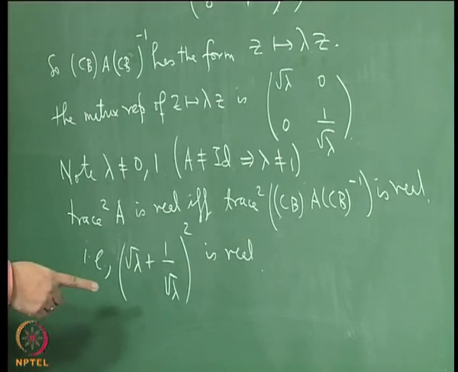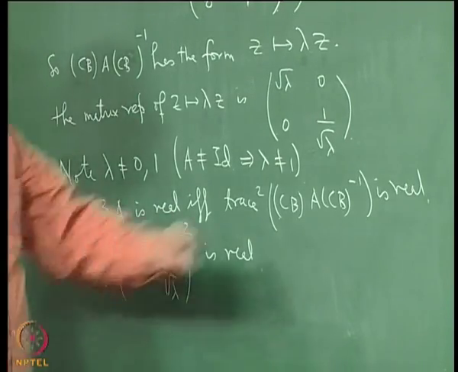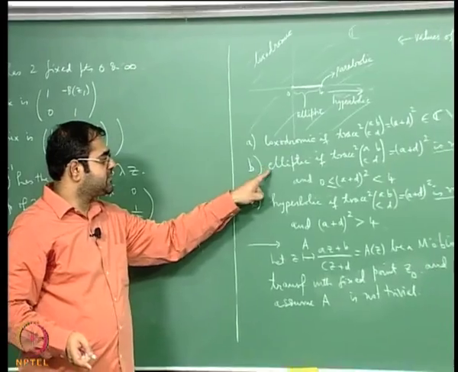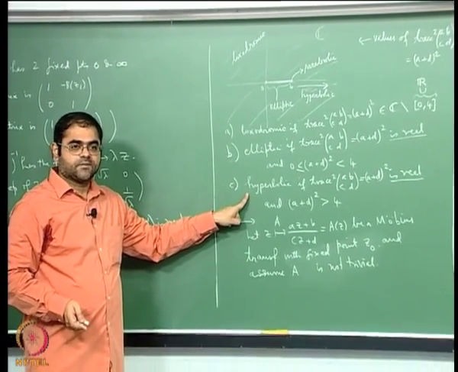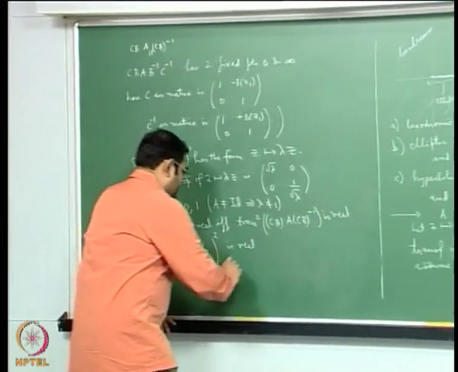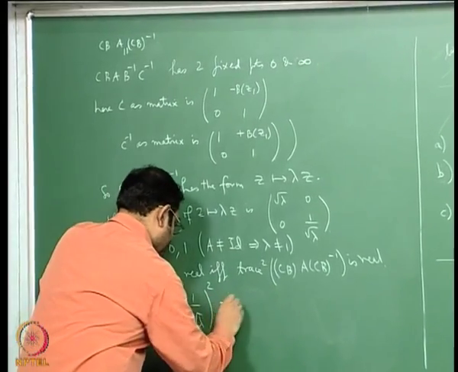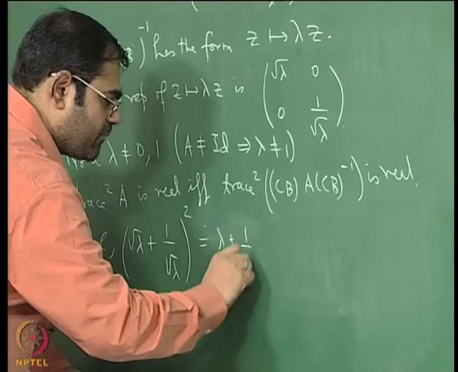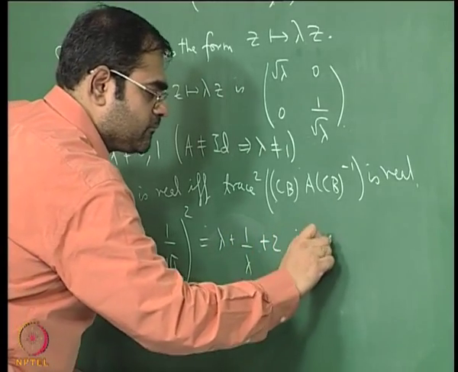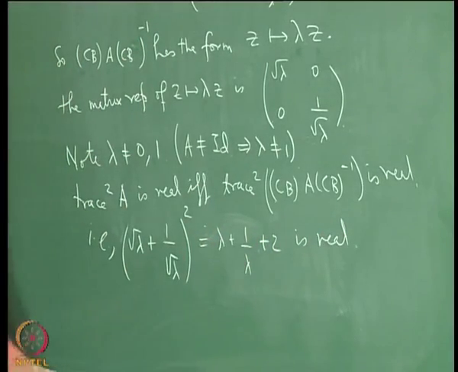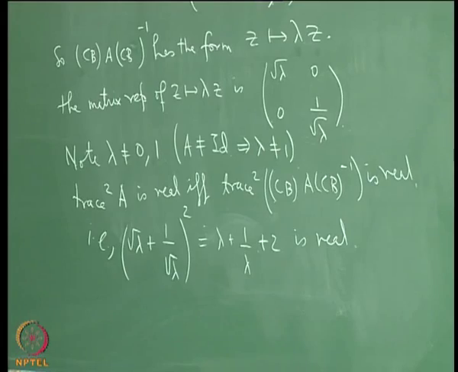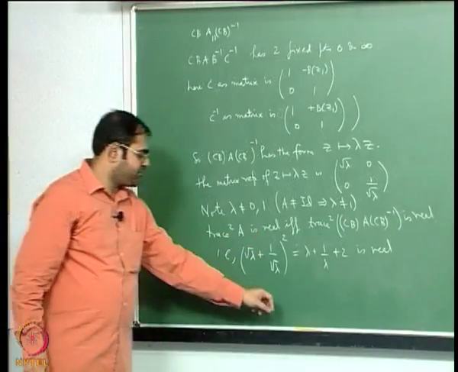Okay, this is what you will get. This is the condition you will put if you want to study something that is elliptic or hyperbolic, right. But what is this? If I expand it, it's lambda plus 1 by lambda plus 2, and this is real. Okay, so let us investigate this situation.